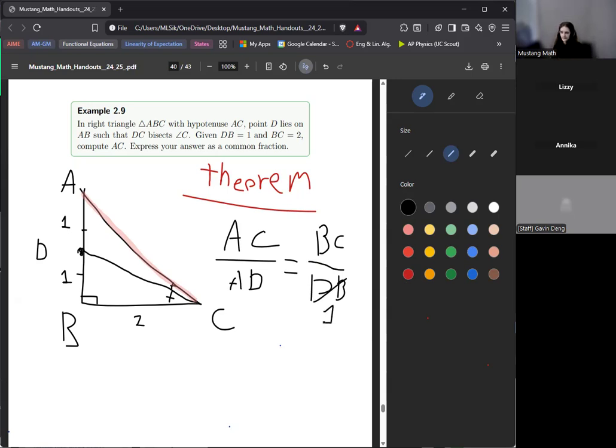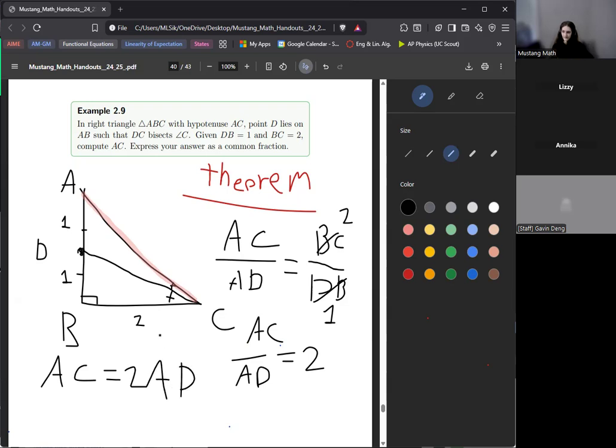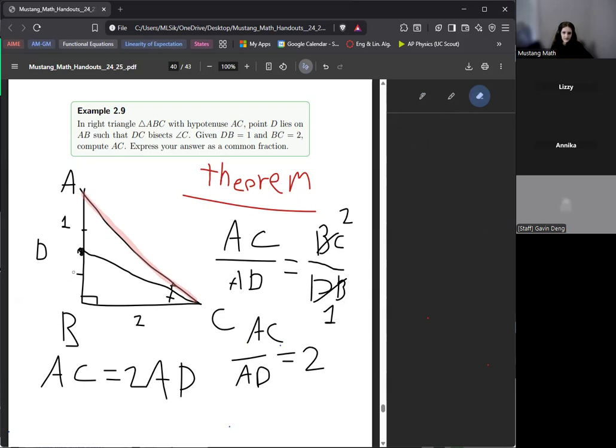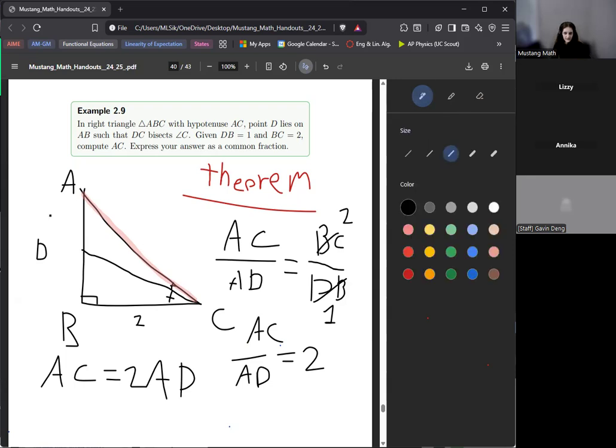So DB is 1, BC is 2. Therefore we know that AC over AD is equal to 2, and we know AC is equal to 2AD. And let AD equal X just to make this easier to figure out. Oh, I am sorry, these are not necessarily the same. Angle bisector does not mean total bisector. So if AD is equal to X, then we know AC must be equal to 2X.